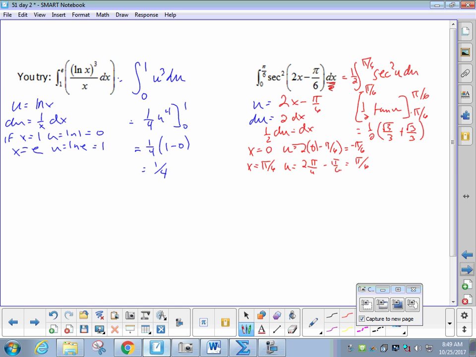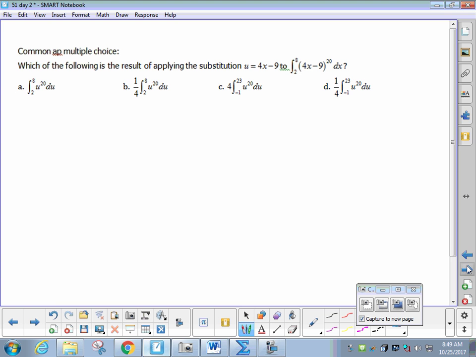So 1/2 of 2 root 3 over 3s amounts to root 3 over 3. You win. Okay. All right. One in an AP kind of style. This was not hard.